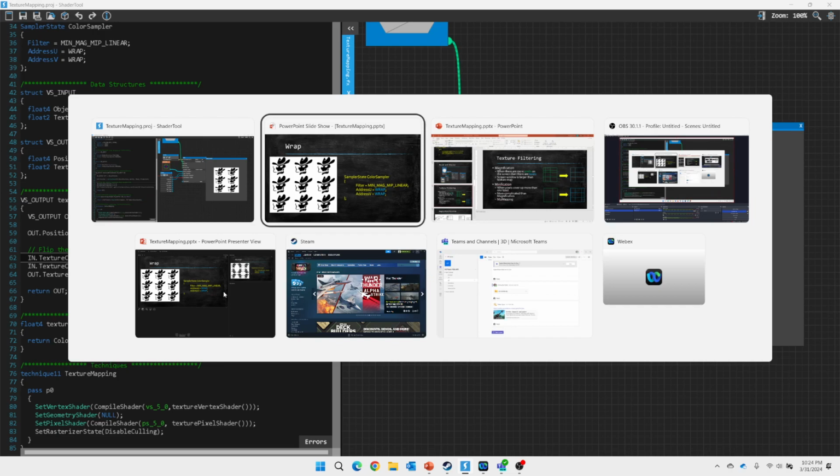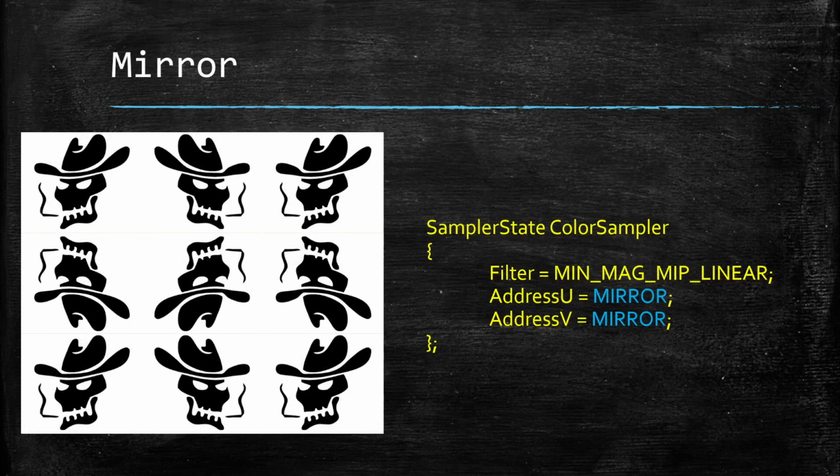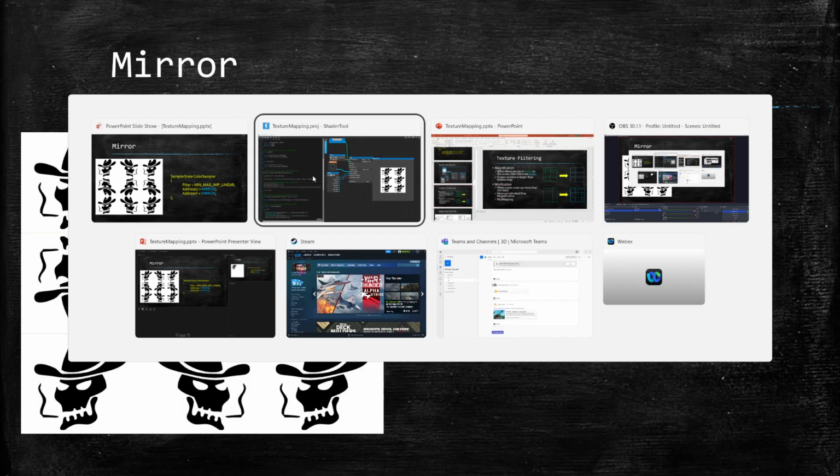We could have wrapping, or we could do mirroring. Mirroring is where instead of just duplicating the texture coordinate, it mirrors it left to right and vertically up and down. And so this is where it kind of flips around. Every time it repeats, it flips. So let's take a look at our example here.